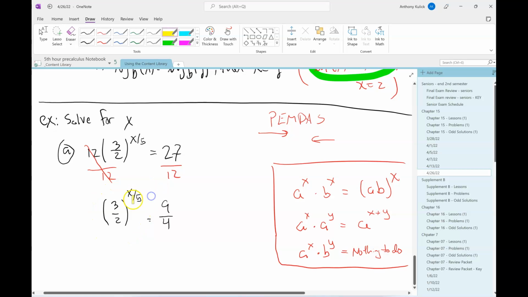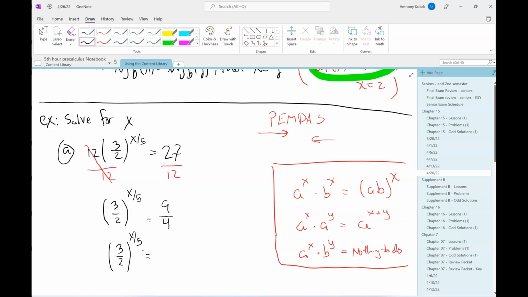The right-hand side now, what I need is to rewrite 9 over 4 so that it's a power of 3 over 2. Does anybody see a relationship between 3 over 2 and 9 over 4? How about a relationship between 3 and 9? How about 2 and 4? What if you're thinking about an operation other than multiplication? So 3 and 9, and then 2 and 4.